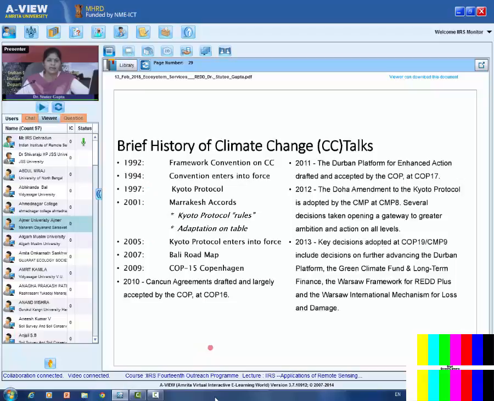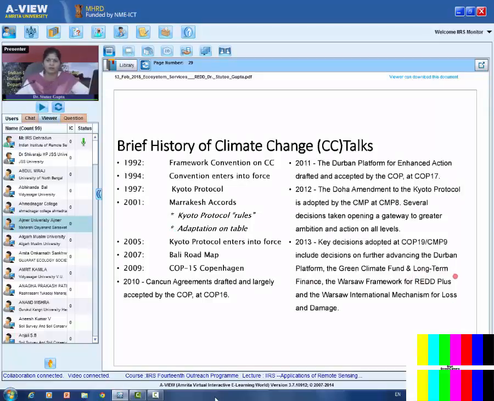For example, it started in 1992 with the Framework Convention on Climate Change, and further there was the Kyoto Protocol, the Marrakesh Accords, and in 2005 the Kyoto Protocol entered into force. There was the Bali roadmap, COP15 in Copenhagen, and Cancun, which took place in 2010. Recently decisions were made in the Durban platform, where people talked about the Green Climate Fund and long-term finance, the Warsaw framework for REDD+ and an international mechanism for loss and damage. The important thing here is REDD+, which we will take up in the next slides. So this is the small background.